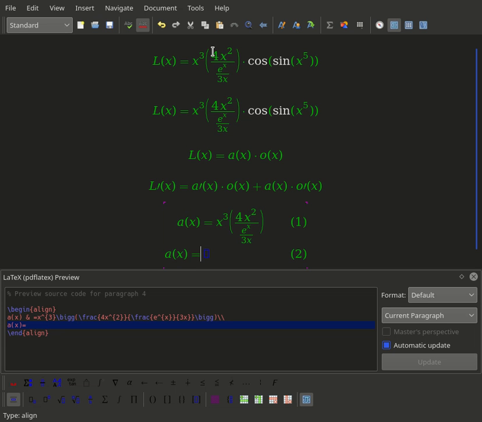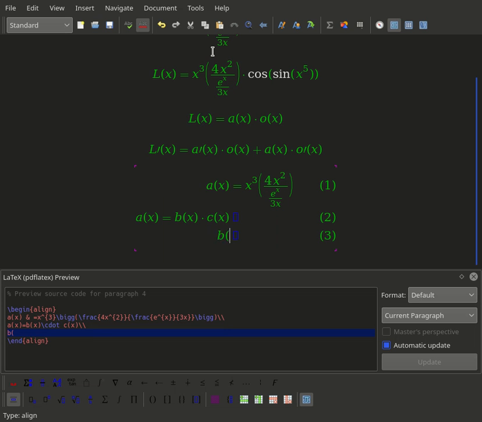So A of x, when you really look at it, is like B of x times C of x, which is another product rule. And we can break that down to where B of x is equal to x to the third. That's just this little piece on the left-hand side there. And then with that said, I'm just going to go back up and copy, because that's the point of doing it this way. C of x is equal to that chunk.